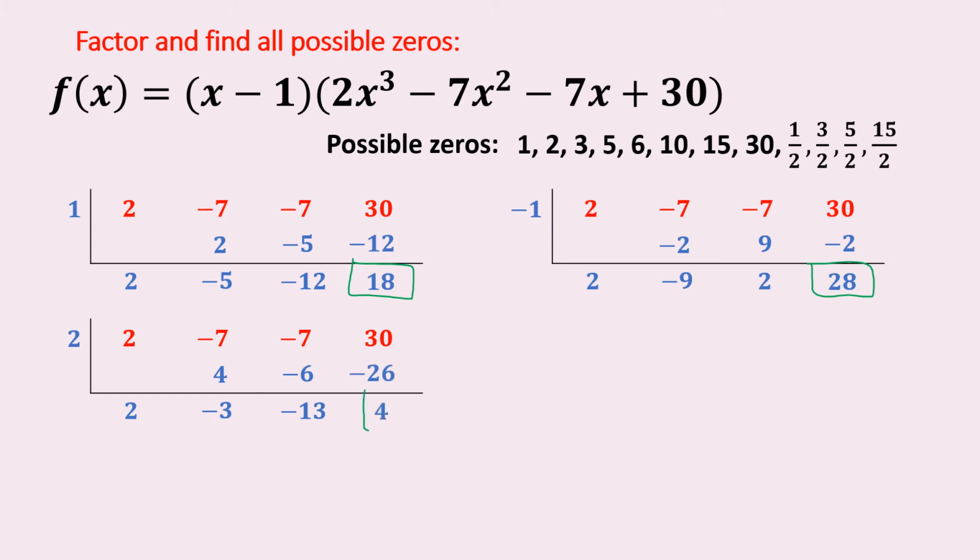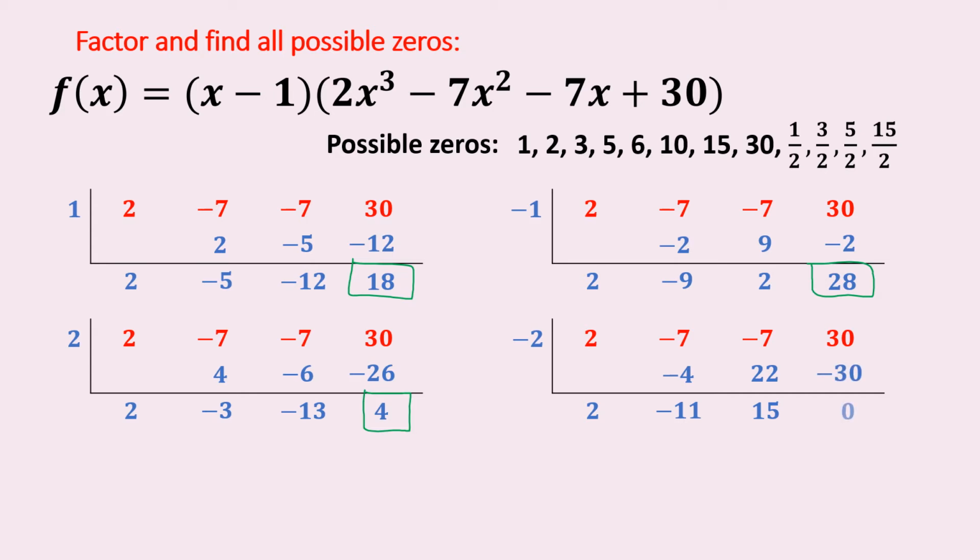Still not a 0. And that's the trouble with these, is that sometimes you just have to keep doing it over and over again. All right, let's try -2. Multiply those, we get -4. Add them together, -11. Multiply, add. Multiply, add. All right, so this one works. That's a 0.